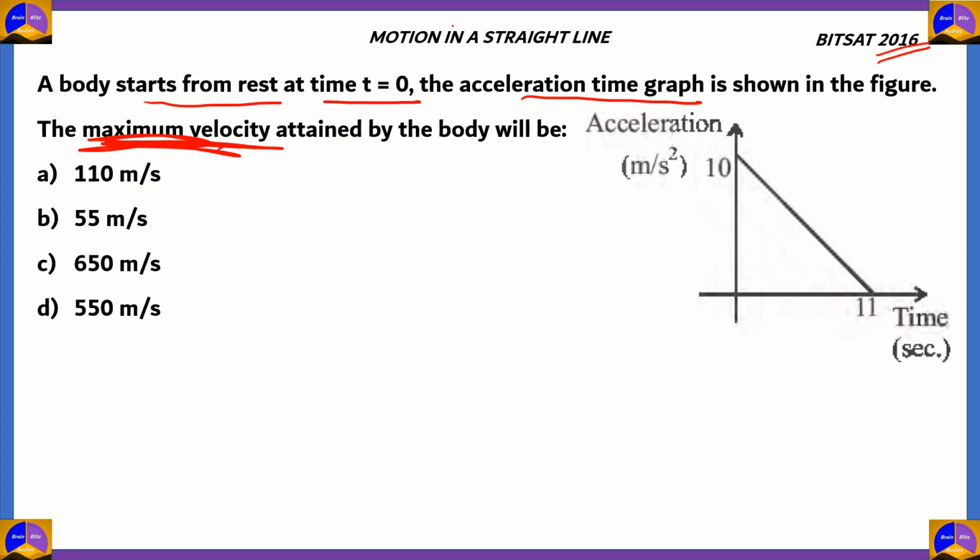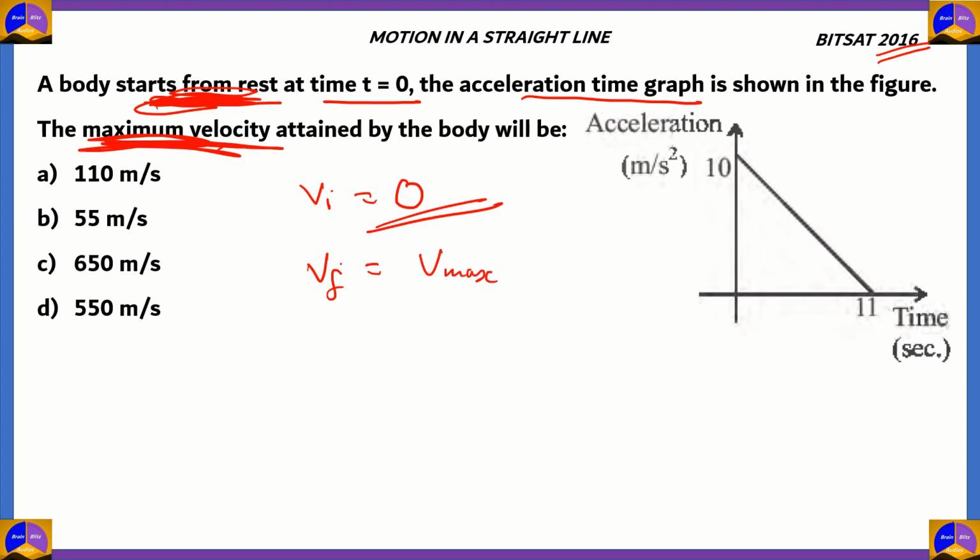So how do we solve this question? Let's look at the question once again. The first sentence says that a body starts from rest. Now, when a body starts from rest, it means that the initial velocity of that body is equal to 0. Fair enough. Now, in the course of this acceleration time graph, the body reaches a maximum velocity that is Vmax. So we can consider that as our final velocity.